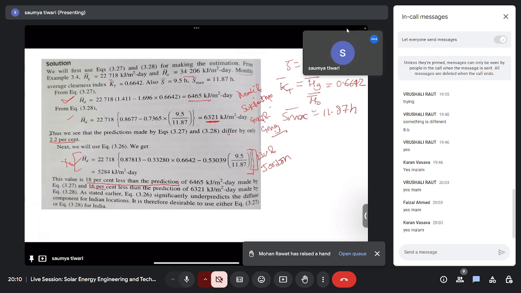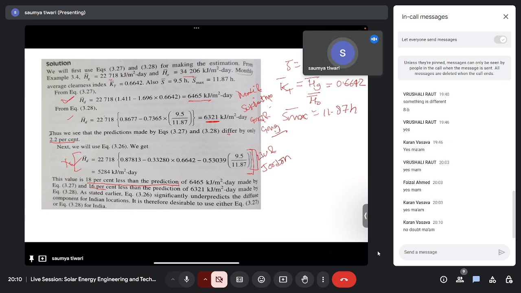Okay, so I hope this question is clear. Any doubt in all these questions? I think Mohan has raised his hand. Any doubt, Mohan? You can unmute yourself. No, ma'am. Okay, fine. So that's all for today's session. Any doubt in any question, any part?